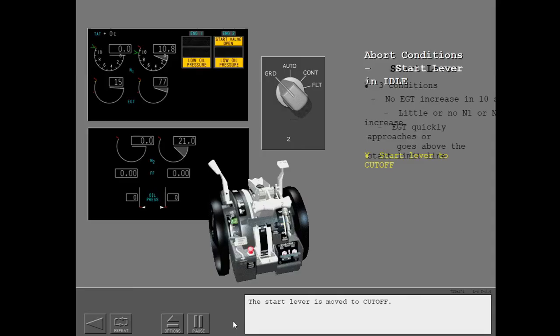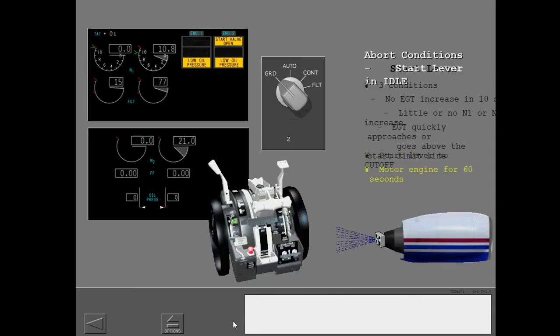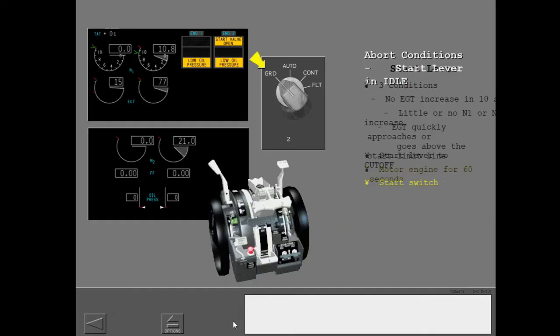The start lever is moved to cutoff. Motor the engine for 60 seconds in the ground position to discard the fuel and cool the engine. The engine start switch is then moved to auto.